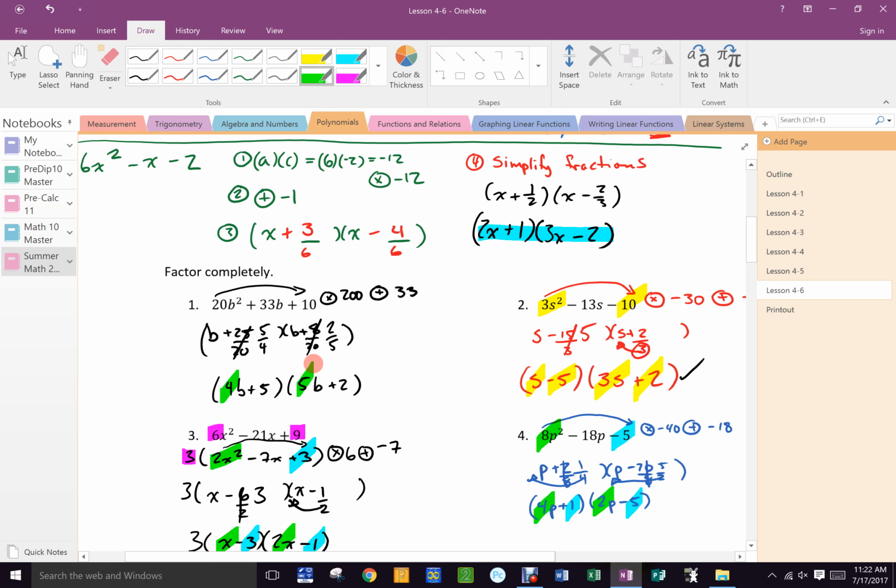And then I check. Is 4 times 5 20? Yeah. Is 5 times 2 10? Yeah. If the ends are right, is the middle right? Yeah. And how easy was that to factor? It's exactly what you already know how to do. Any problems? Okay.